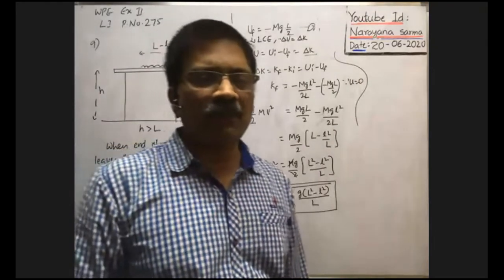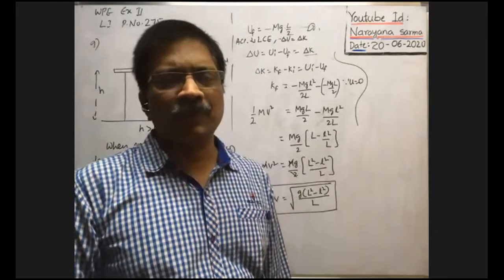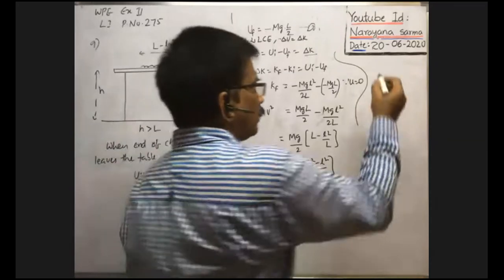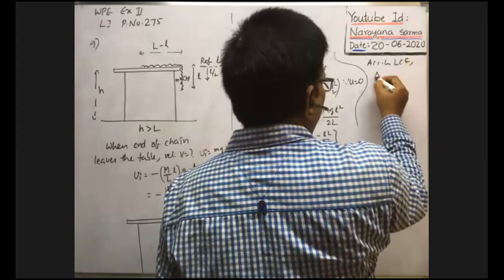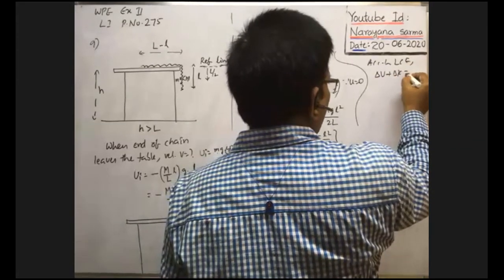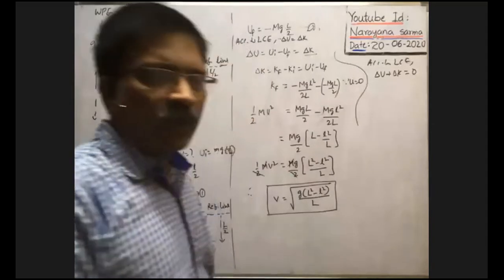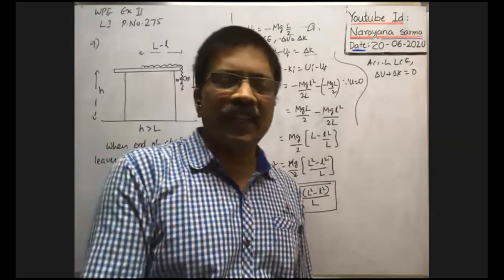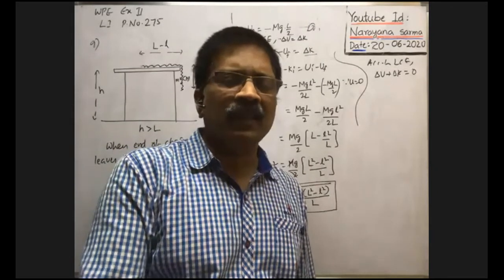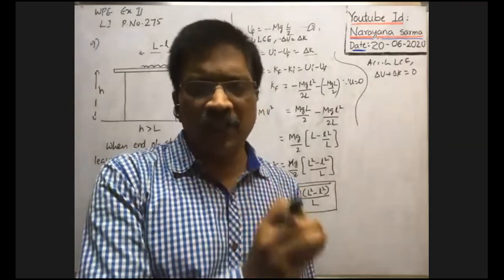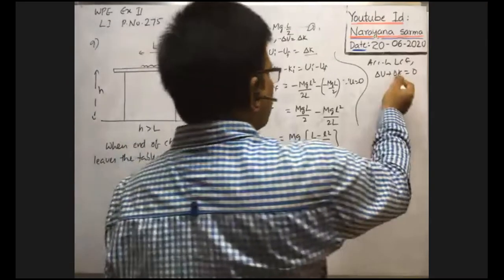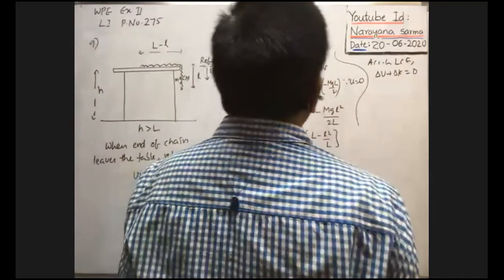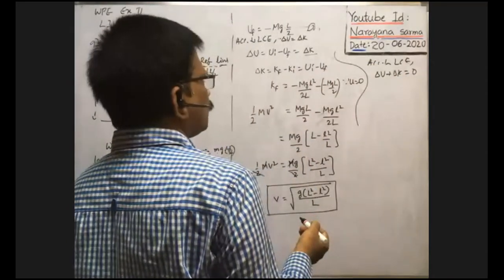According to conservation of energy, total energy does not change. Therefore, we can write the change in potential energy plus the change in kinetic energy is equal to 0, because total energy is conserved. Even though there is a change in potential energy and a change in kinetic energy, the net change in energy of the chain becomes 0. From this, delta K is equal to minus delta U, we can write.